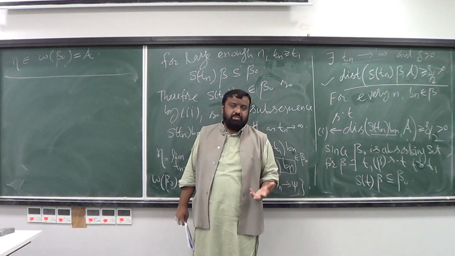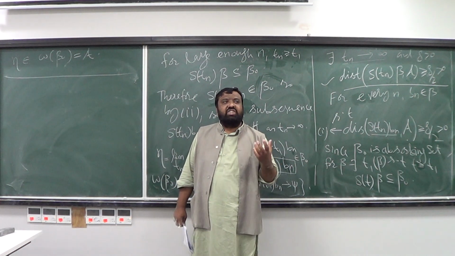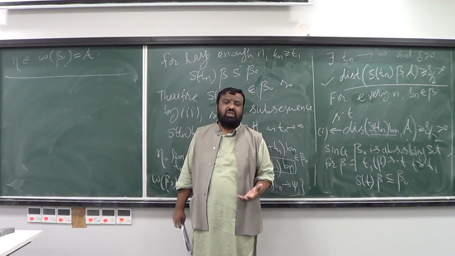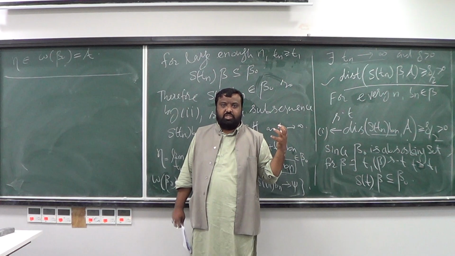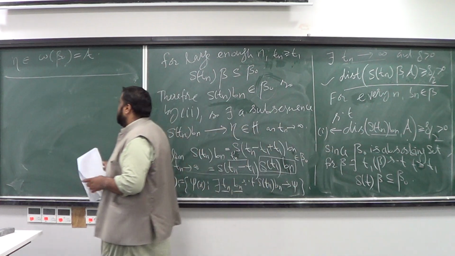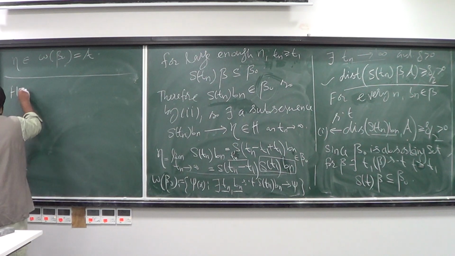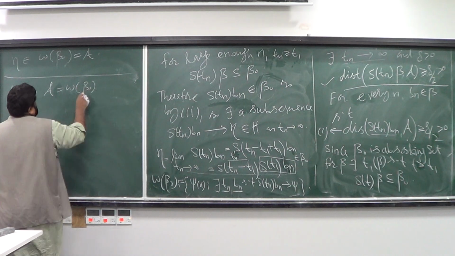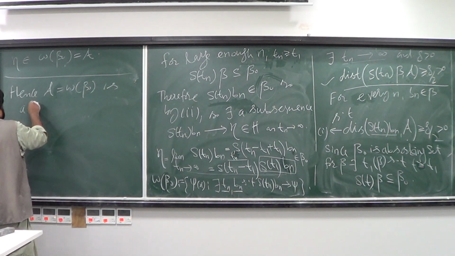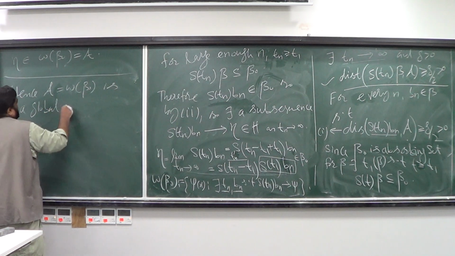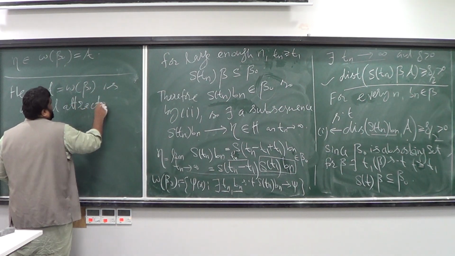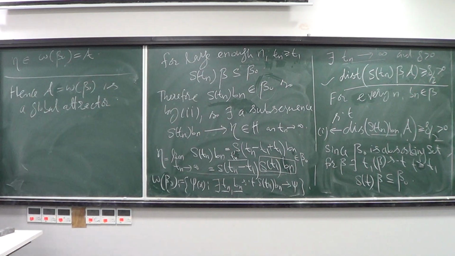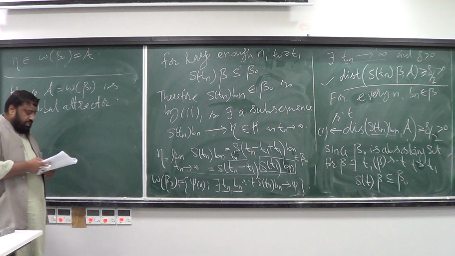So if that assumption is wrong, what is true? That A attracts all bounded subsets of the Banach space H. Hence A is a global attractor. Hence A, which is the omega limit set of the absorbing set, is a global attractor. So this is the proof of the result.